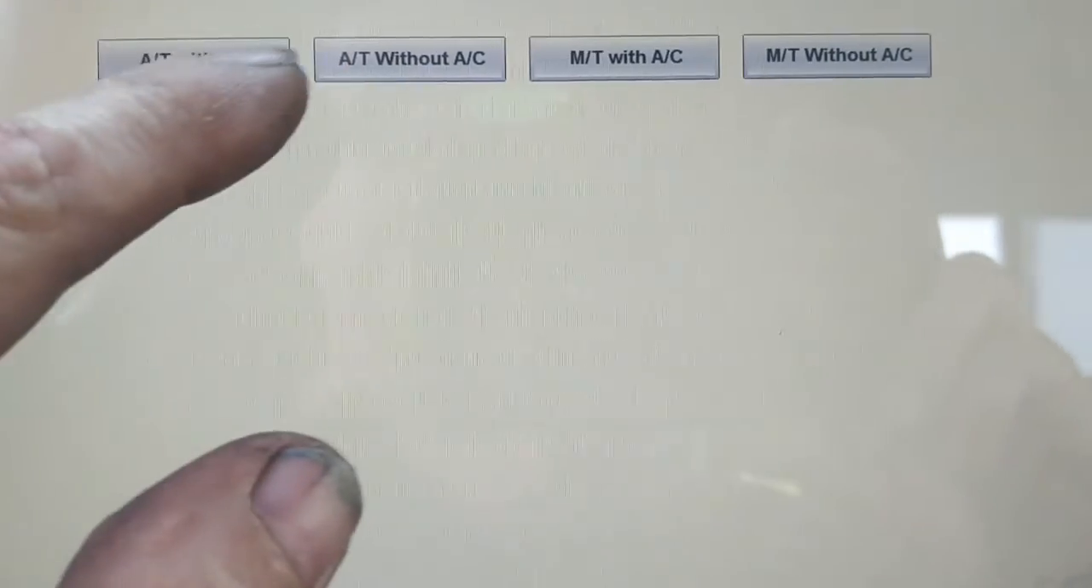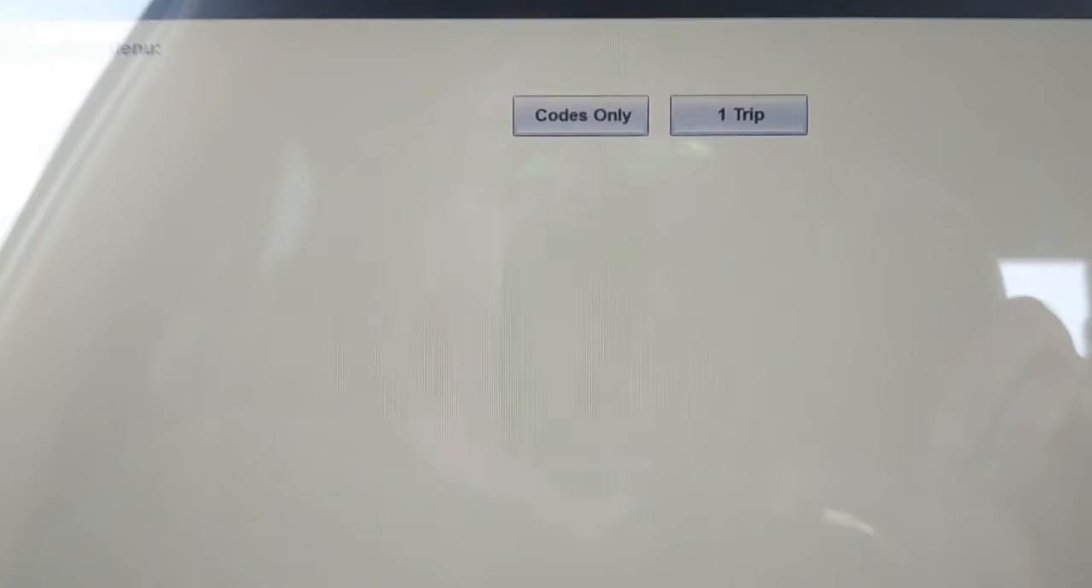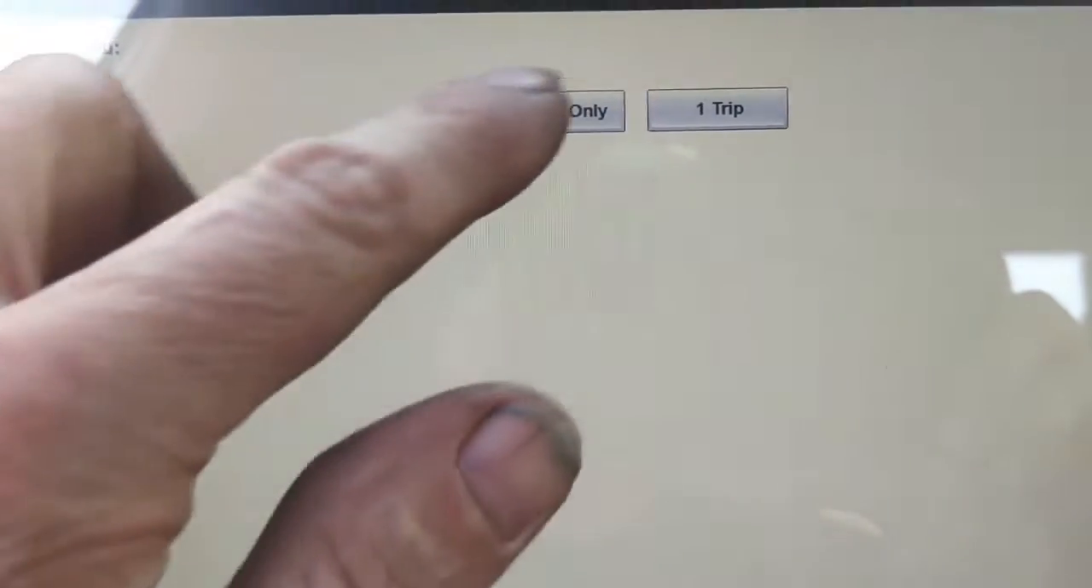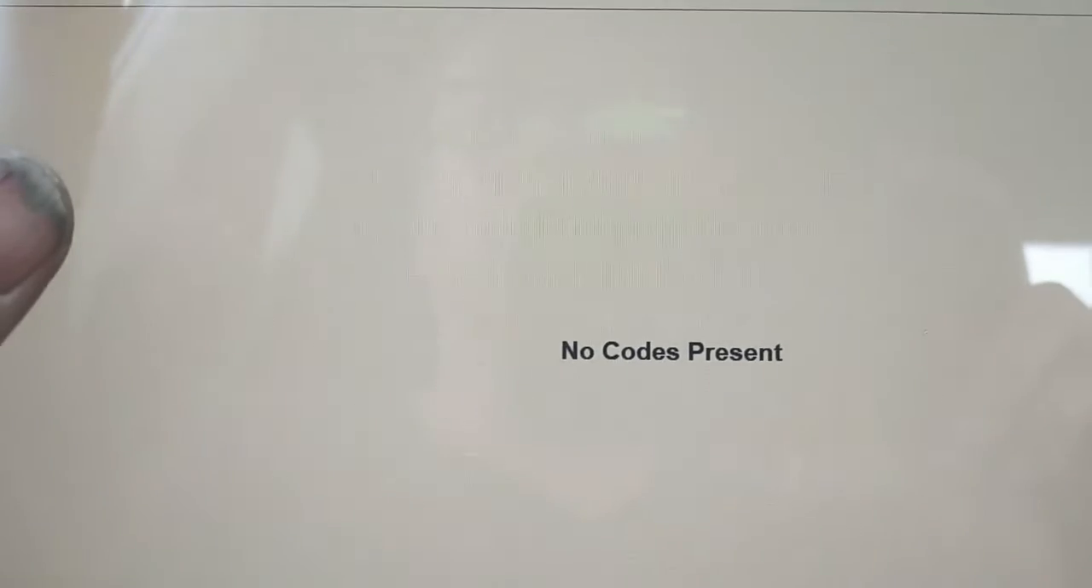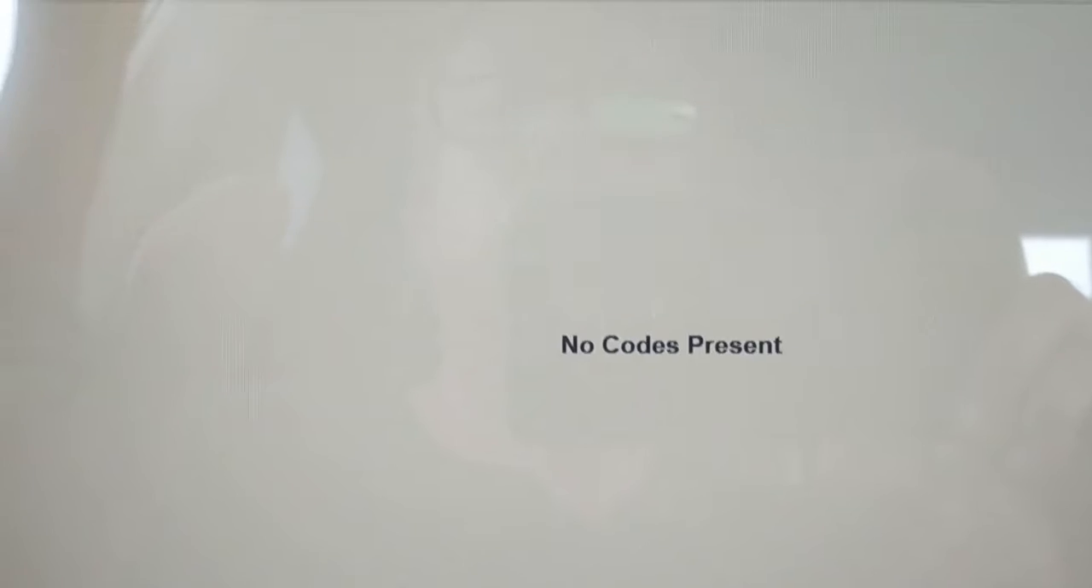Let's do an engine, automatic transmission with air conditioning. If it was a manual transmission, you wouldn't have a problem. See if we got any codes in it to start with. Codes only. No codes present. Interesting. Let's see if there's anything in one trip. No codes present.